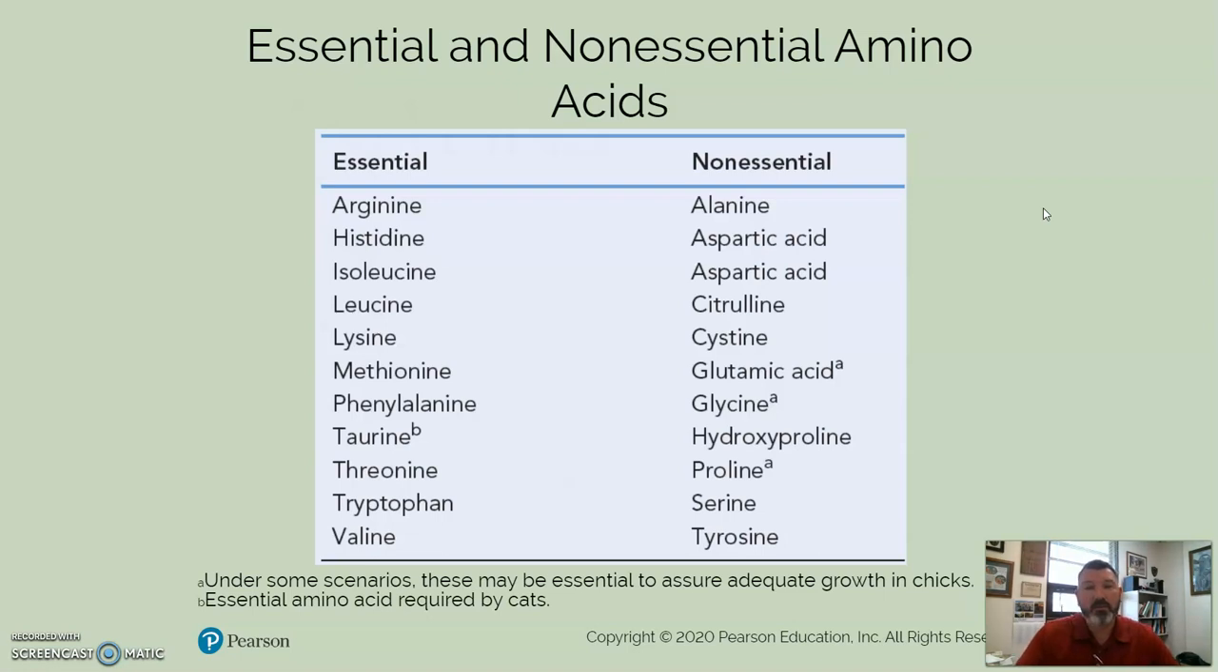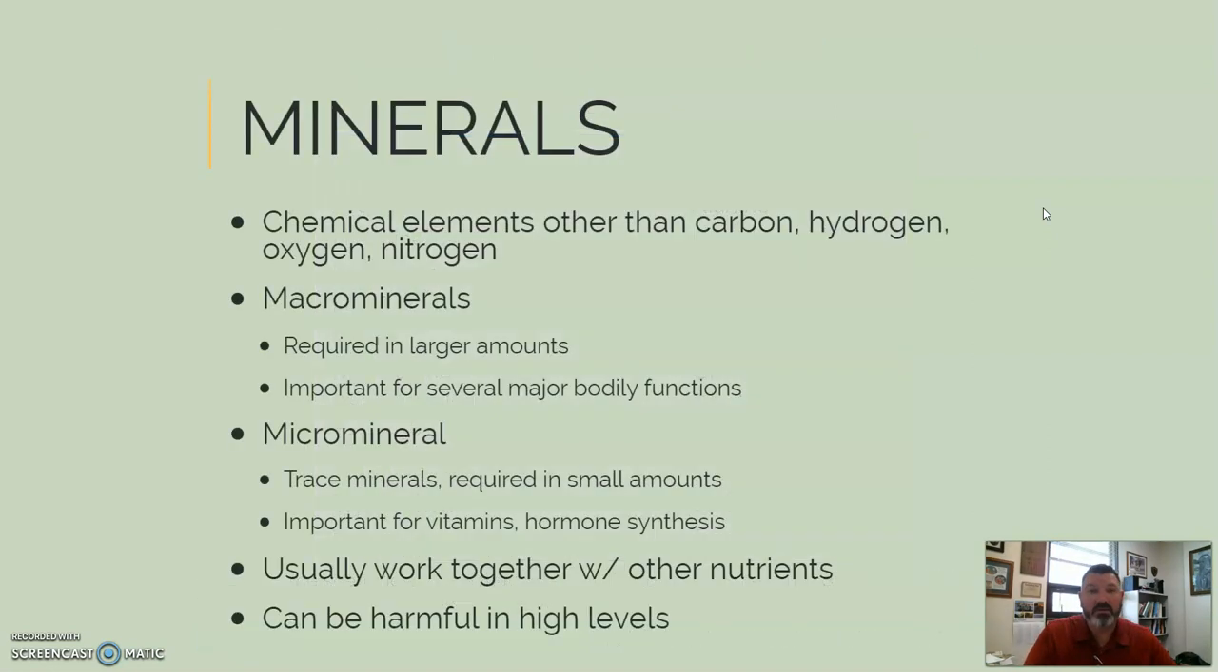And as we get on to further discussions on nutrition, and then even into animal nutrition class for those of you who take it next semester, we'll subdivide some of these essential amino acids into first limiting, second limiting, and so forth in terms of importance. Minerals come next in our discussion, and we will again subdivide these into macro or micro minerals.